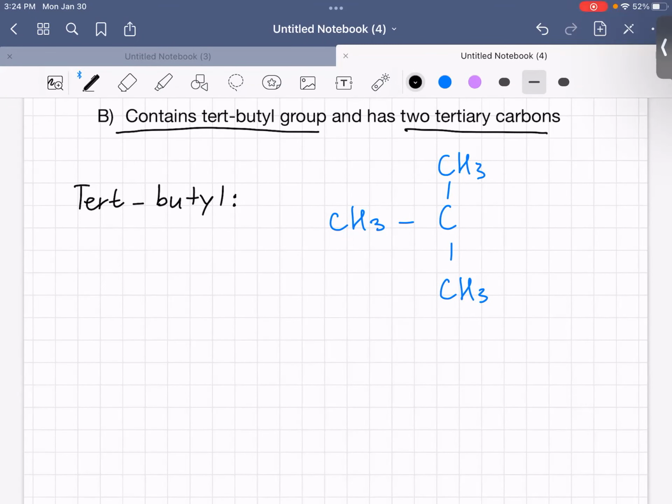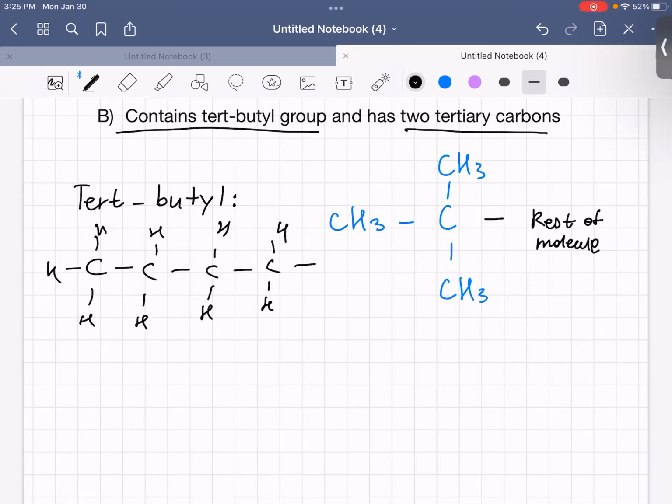So why is it tert-butyl? Tert-butyl is not a regular butyl, it's an irregular butyl. It's not a normal butyl. Why is it not normal? It's because it looks like this. The rest of the molecule is here. It sort of looks like a T, so people call it tert-butyl. The regular butyl is a chain like this with hydrogens everywhere.